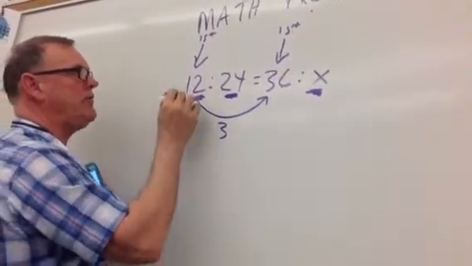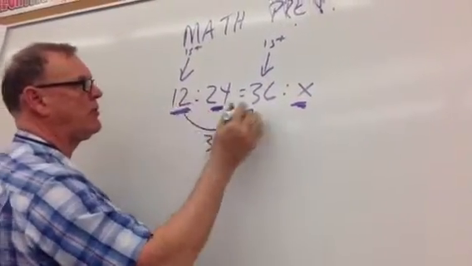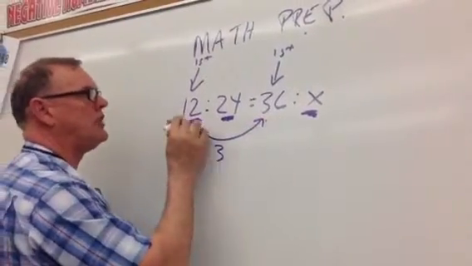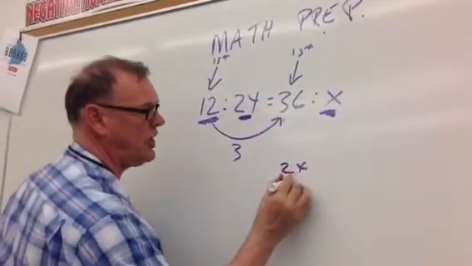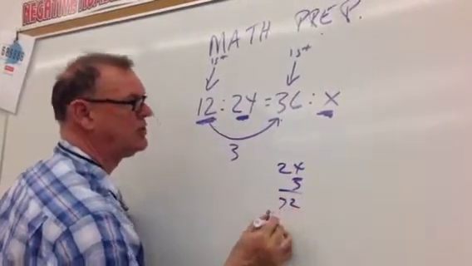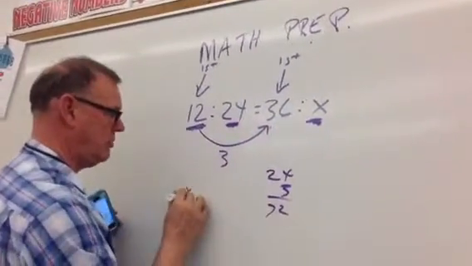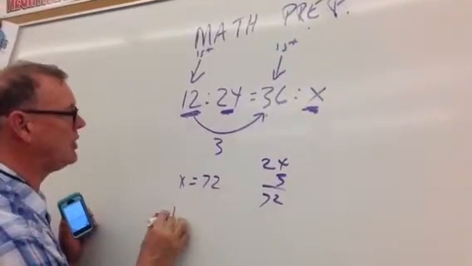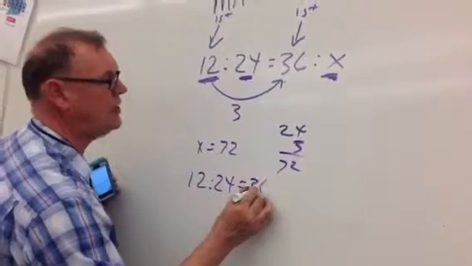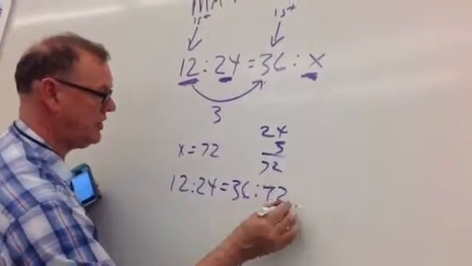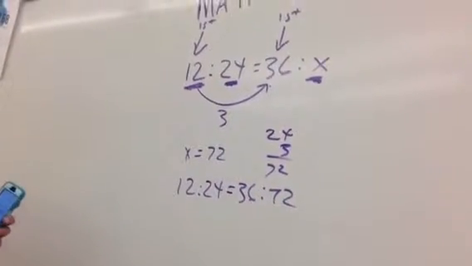So if the first one goes from 12 to 36, and it's in relationship, you multiplied it by 3, what's 24 times 3? 72. So x becomes 72. So the relationship is 12 to 24 is equal to 36 to 72. That makes sense?